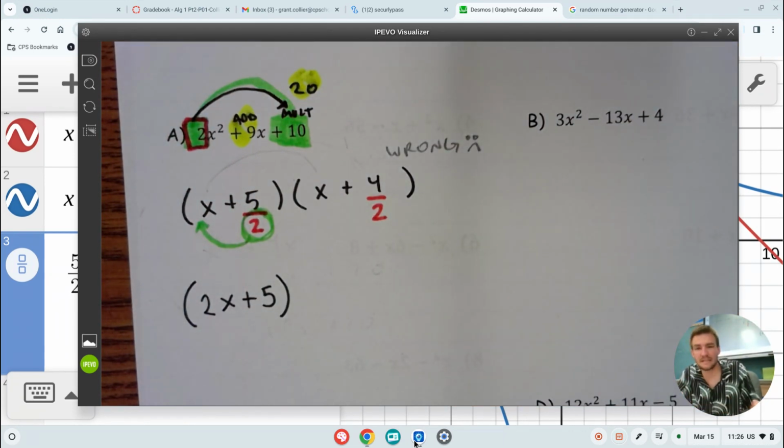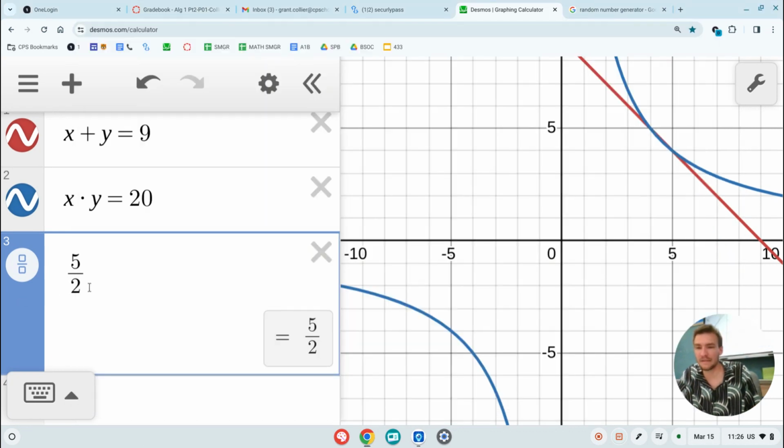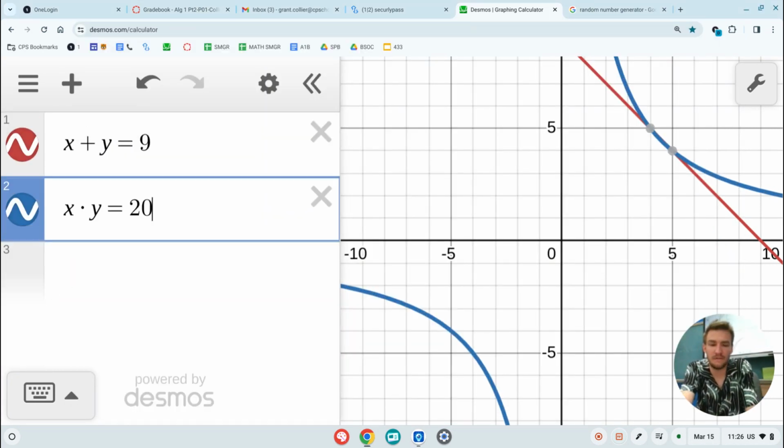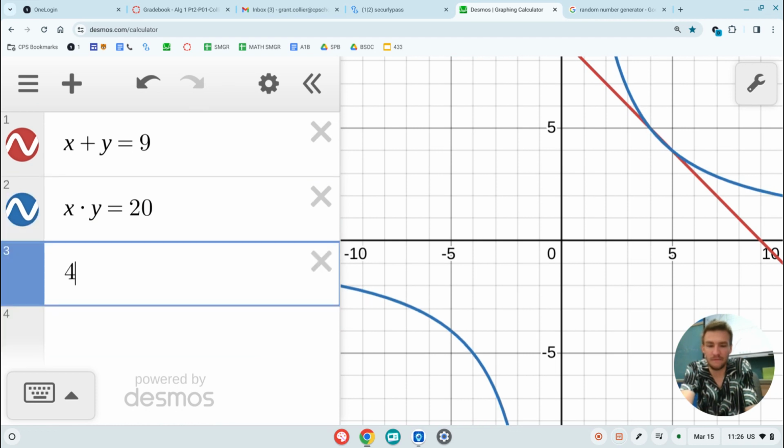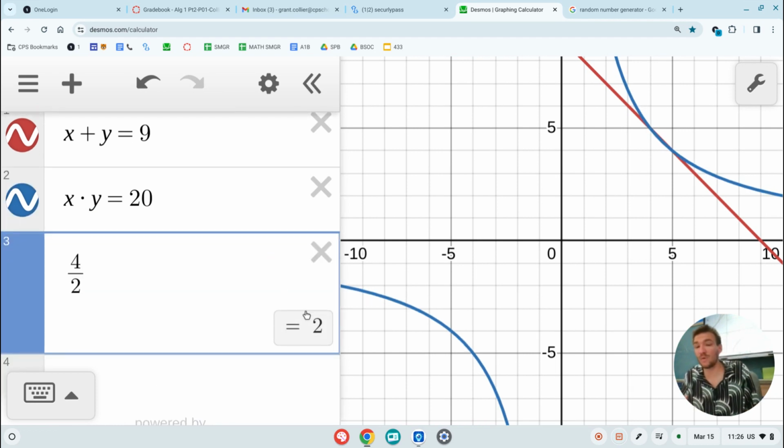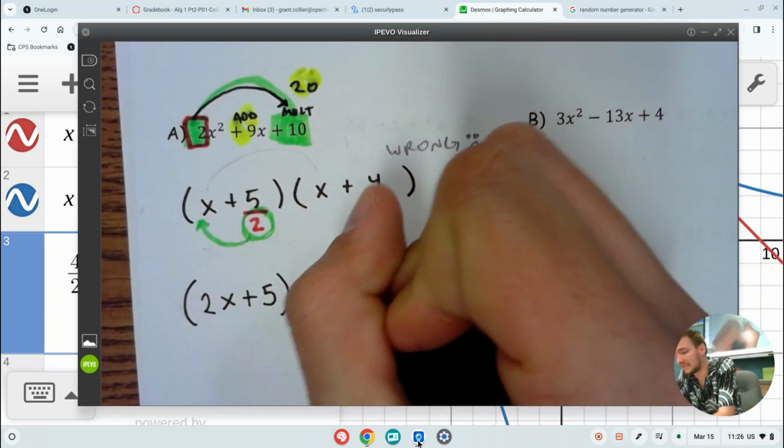Now let's do the second half, which is 4 divided by 2. Desmos, 4 divided by 2. Now this one is just a 2. So all we put is x plus 2.